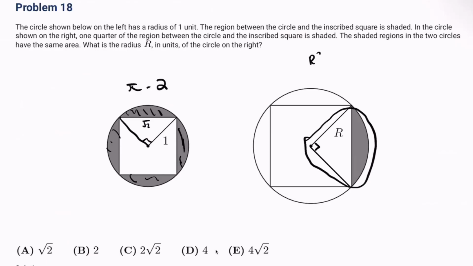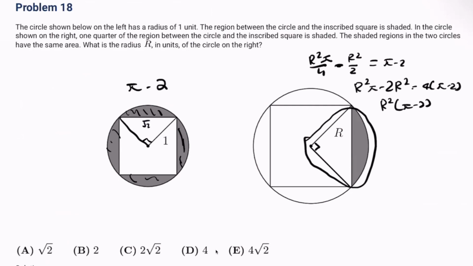The area of the sector is r squared pi over 4, since this is 90 degrees, right? So we need to divide by 4. Now we subtract off r squared over 2, which is the area of the triangle. And this is going to be equal to pi over 2. Now, if we multiply both sides by 4, r squared pi minus 2r squared is equal to 4 times pi minus 2. When factoring, we get r squared times pi minus 2 equals 4 times pi minus 2. So r squared equals 4 and r equals 2, which is answer choice B.